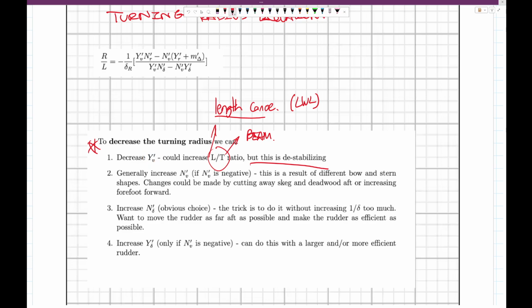The next one is generally increasing your yaw moment with respect to the sideways or transverse velocity. If this is negative, and that is literally always going to be negative for us, this is a result of different bow and stern shapes. Changes could be made by cutting away the skeg and deadwood aft or increasing forefoot forward. So what does that mean?